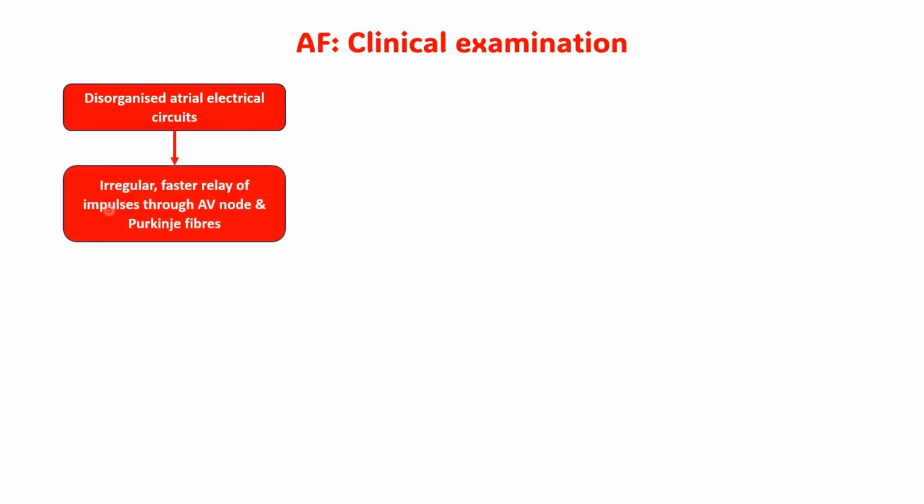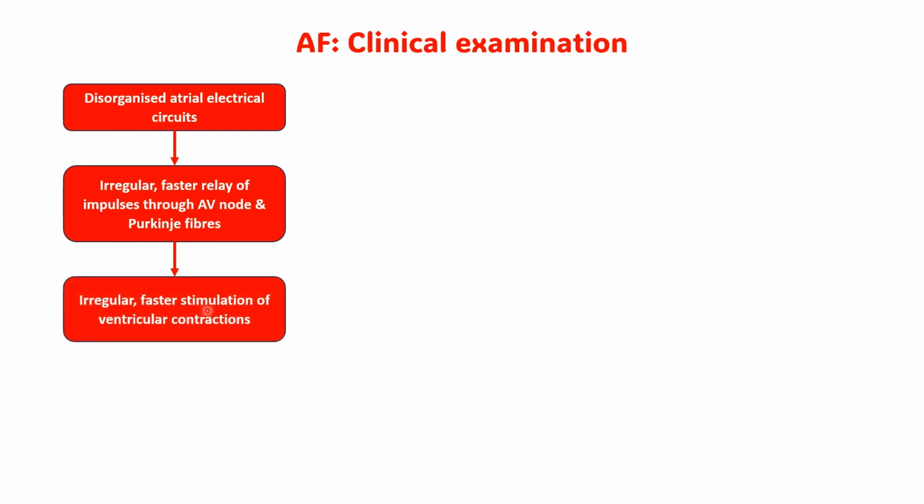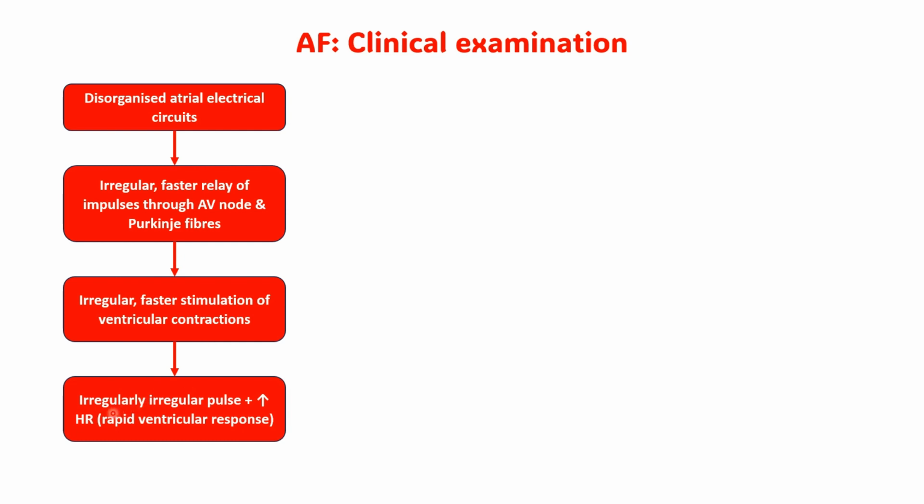Okay, let's talk about clinical examination. Again, we're going to structure this logically. So we have disorganized atrial electrical circuits, which leads to irregular fast relay of impulses through the AV node and the Purkinje fibers. Irregular faster stimulation of the ventricular contractions, and this is going to lead to an irregularly irregular pulse. I know it's a mouthful, and an increased heart rate.